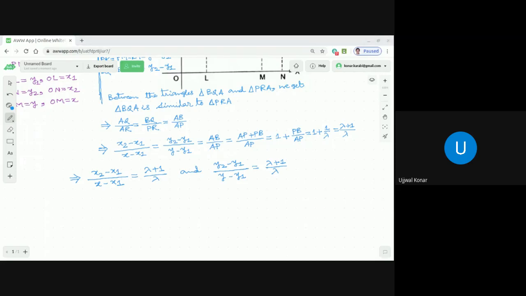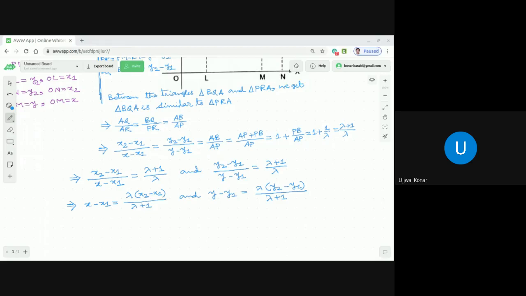Now we are going to make a simplification, because our target is to express x in terms of x1, x2, lambda, and to express y in terms of y1, y2, and lambda. Let's see how we are going to do it. So if you see this first one, (x2 minus x1) by (x minus x1) is equal to lambda plus 1 by lambda. So from here, we can simply say that x minus x1 is equal to lambda into (x2 minus x1) divided by lambda plus 1. And in a similar manner, we can write y minus y1 is equal to lambda into (y2 minus y1) by lambda plus 1. I hope it is absolutely clear.